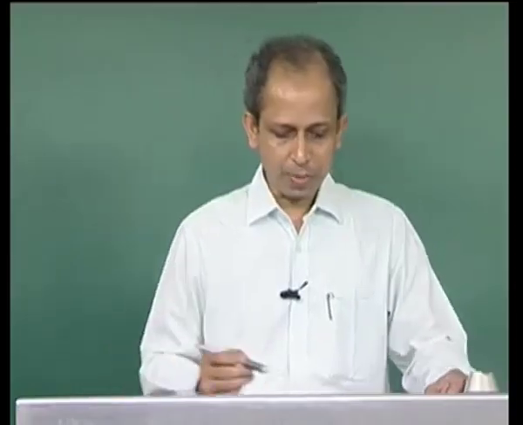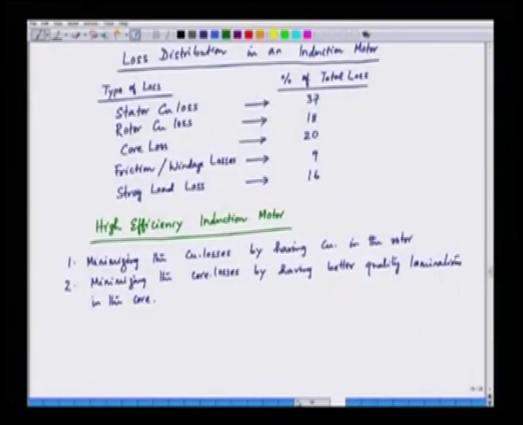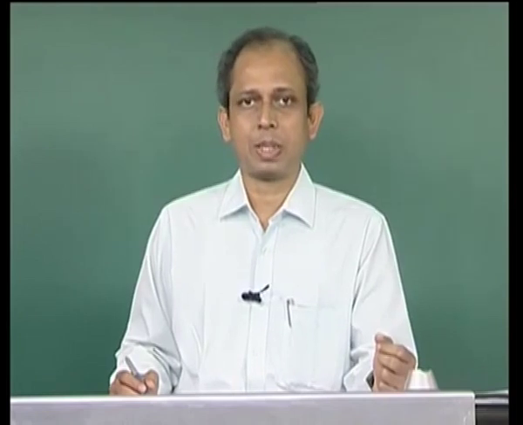Now, we have seen a typical distribution of losses in an induction motor. Let us look at the loss distribution once again. The typical loss distribution is that the stator copper loss is about 37%. This is the percentage of the total loss. It occurs in the stator. The stator copper loss basically occurs in the stator winding. Physically, it is in the winding of the stator. In a normal 3-phase machine, we have phase A, phase B and phase C, and the stator copper loss occurs in the physical winding of the machine.